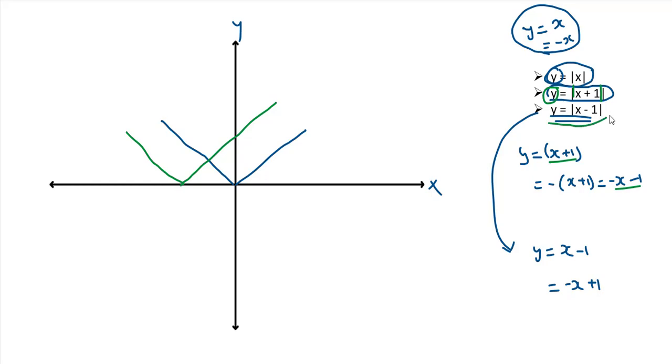Similarly, we can plot the graph for y is equal to mod of x minus 1. Let us see how it is to be done. We'll plot the graph for y is equal to x minus 1, and we'll plot the graph for y is equal to minus x plus 1. Now the graph for y is equal to x minus 1, the y-intercept is negative, so this graph will be shifted 1 unit downward. It will look something like this.